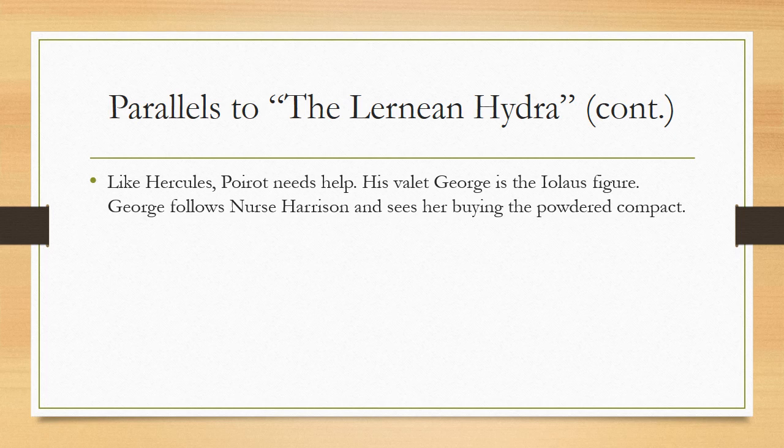But George, being a valet, is a little more inconspicuous. So George can follow Nurse Harrison or anyone Poirot needs him to follow. And so working together, just like Hercules and Iolaus, they can solve the crime, find the solution. Hercules and Hercule are the ones with the special abilities, but Iolaus and George are the ones who can be in two places at once, or rather the second place for the hero, so that they can accomplish the task they need. And sure enough, George sees Nurse Harrison buying the little package of makeup that she will use to try to frame Dr. Oldfield's would-be fiance.